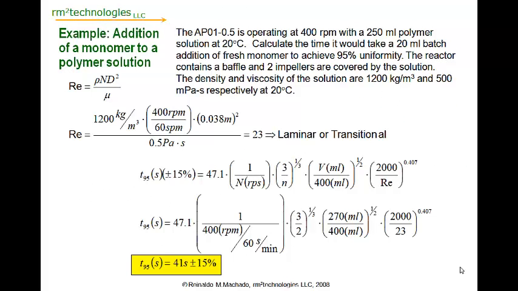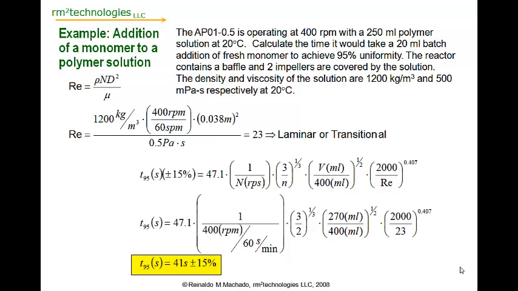In this example, we're going to calculate how long it takes for a monomer to dissipate and become uniform, 95% uniformity, in a small lab reactor. The polymer solution has a viscosity of 500 millipascal seconds, and the density is 1,200 kilograms per meter cubed. First, we determine the overall Reynolds number. We find out that it's 23, laminar or transitional.